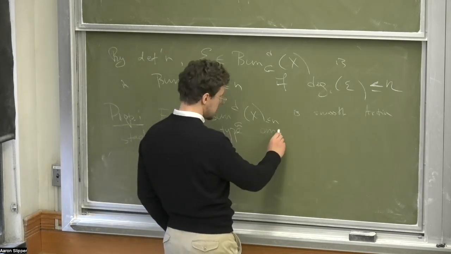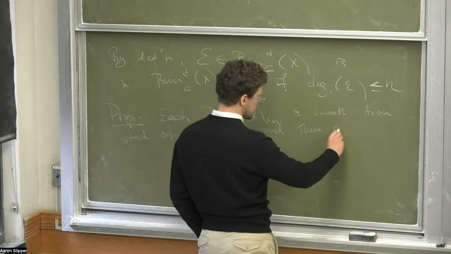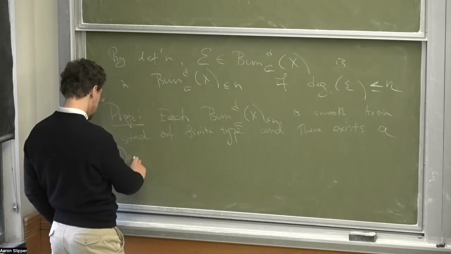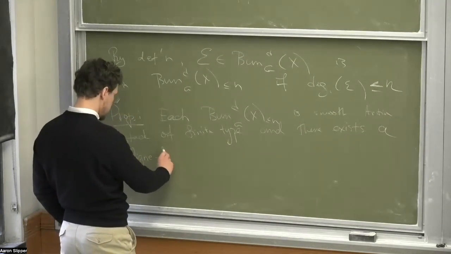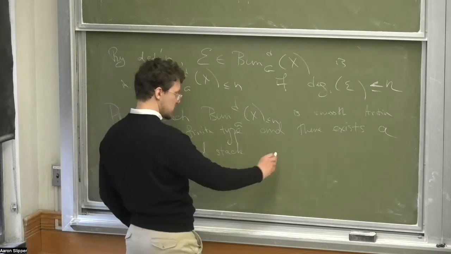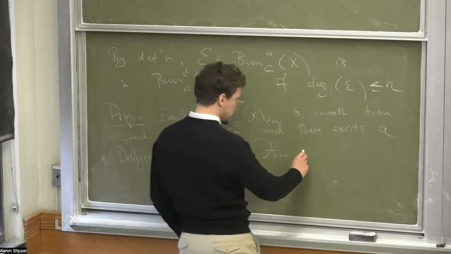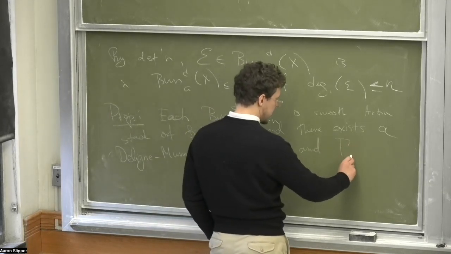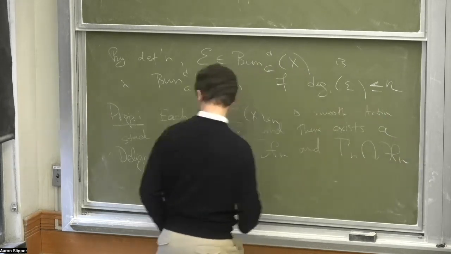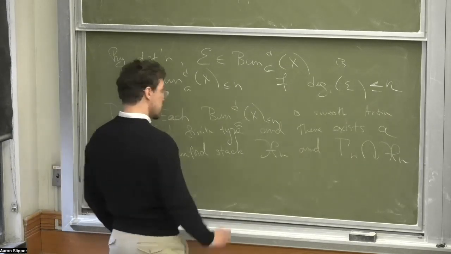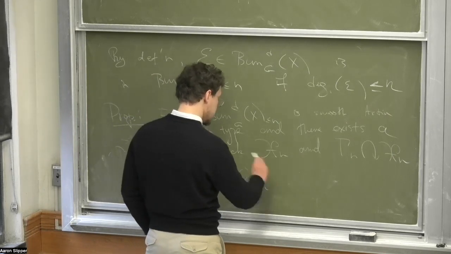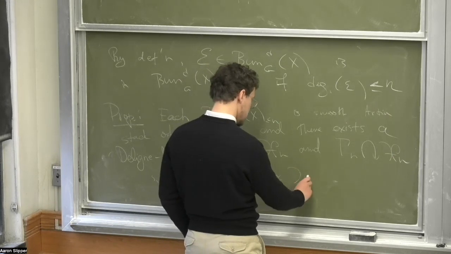And moreover, there exists an n, and some small affine group with action at n, such that BunG X plus is equivalent to a quotient.